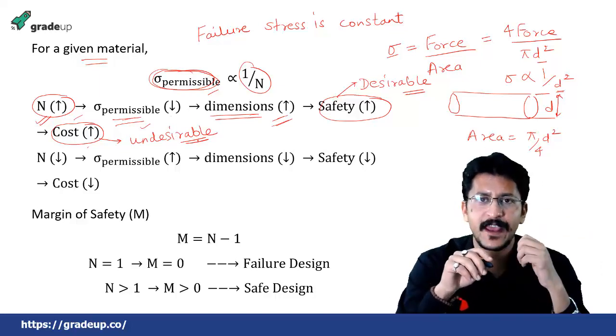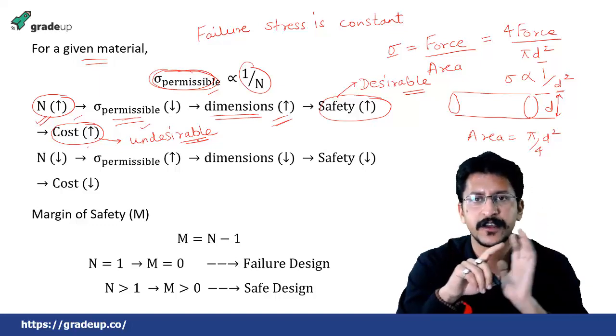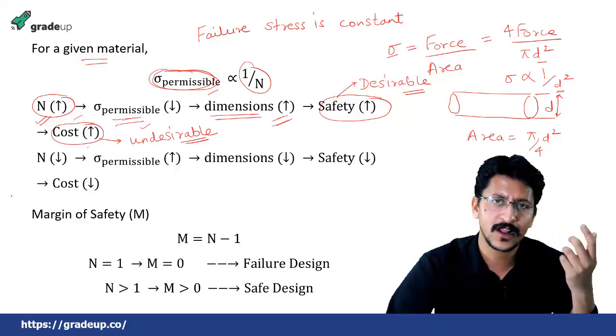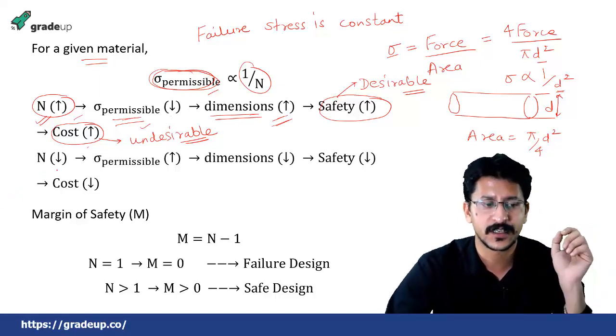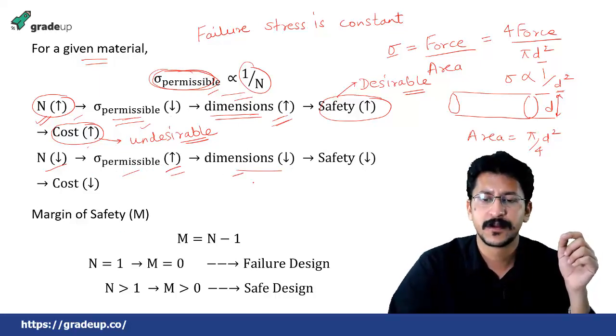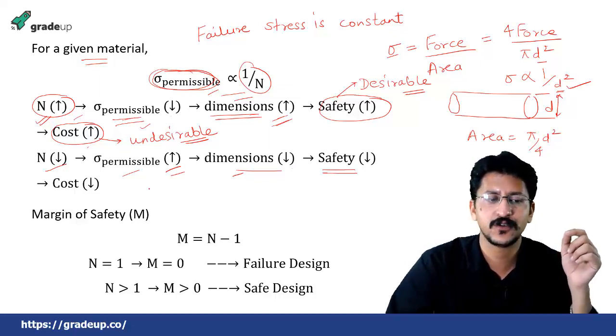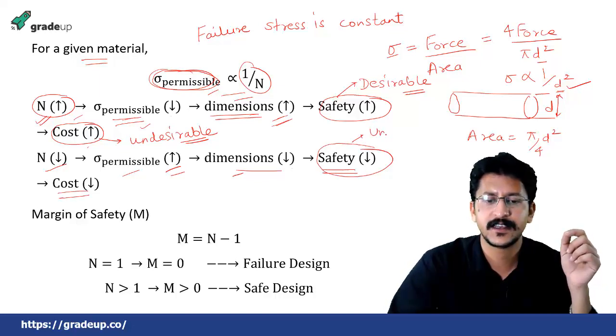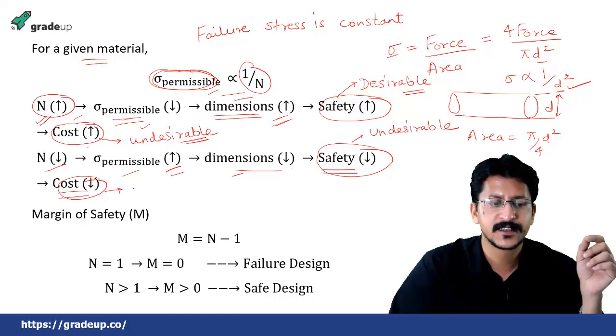So we cannot use a very high value of factor of safety because of this reason. Then what happens if we use a low value of factor of safety? See, all the effects will be just opposite to this case. If the factor of safety is low, the permissible stress will be high because they are inversely proportional. Then the dimensions will be low because these two are also inversely proportional. Then in this case safety will reduce and the cost will also reduce. So reduced safety is an undesirable phenomenon, whereas the reduction in cost is a desirable phenomenon.